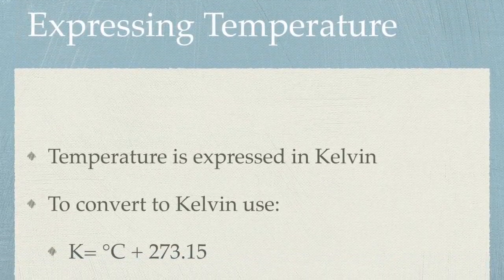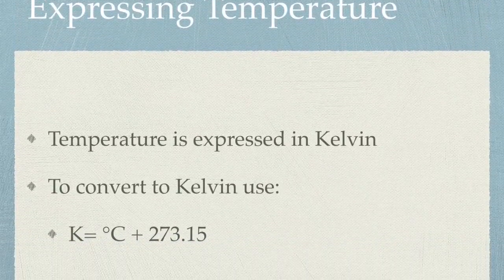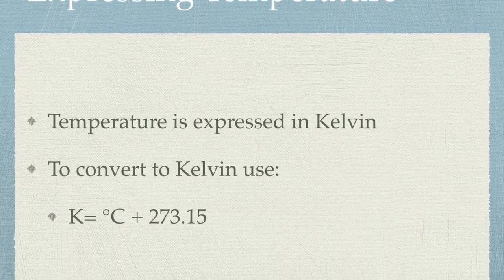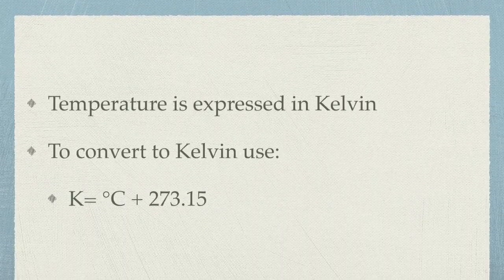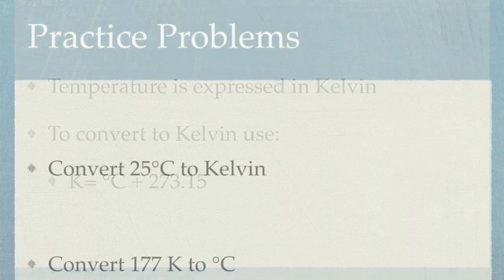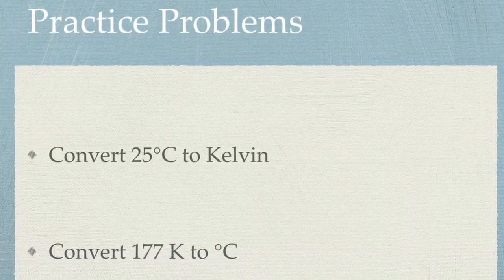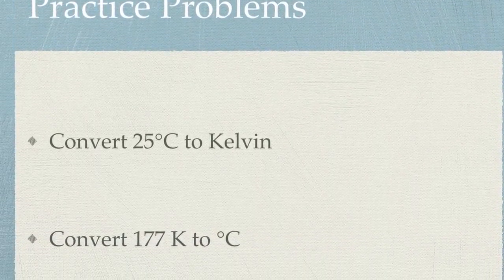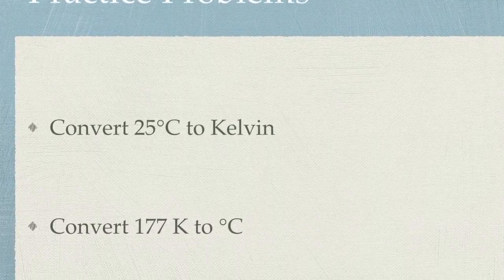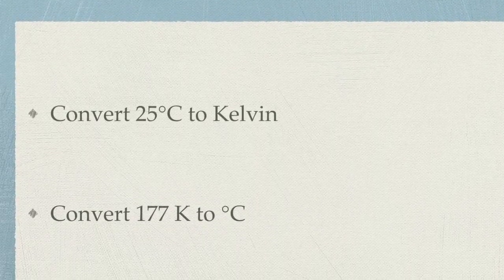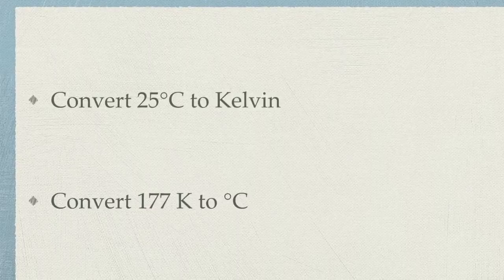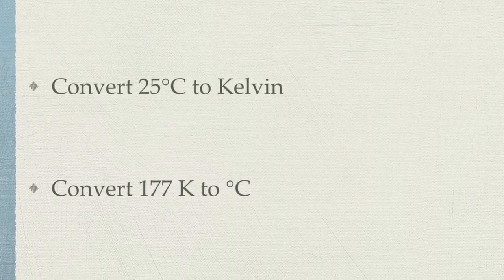Expressing temperature. Temperature is expressed in Kelvin. To convert to Kelvin, use K equals degrees Celsius plus 273.15. To practice how to express temperature, you're going to convert 25 degrees Celsius to Kelvin and convert 177 Kelvin to degrees Celsius.